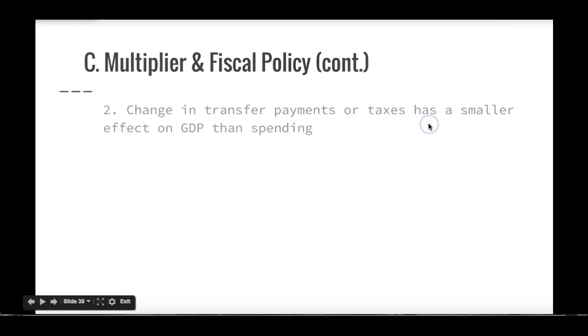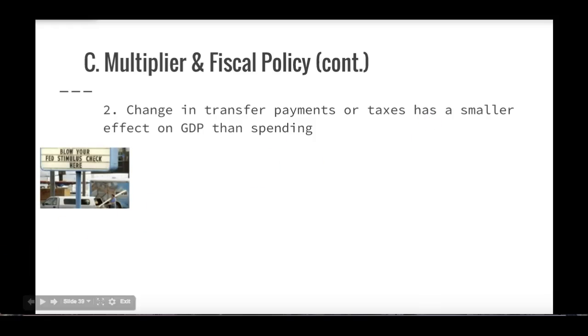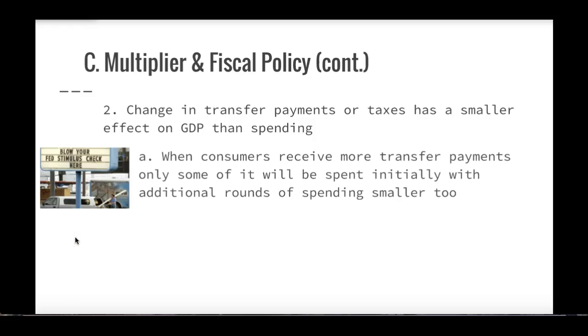Okay, now, here's the problem: sometimes they don't want to change government spending. Okay, so let's change some transfer payments and taxes. But here's the problem with transfer payments and taxes. They have a smaller effect on GDP than government spending does. Here's the reason why. Okay, so I love this. I saw lots of these signs during when they sent out those stimulus checks in 2008. The reason why is that consumers are going to receive more transfer payments, and only some of it will initially be spent, with additional rounds of spending being smaller as well, because they're going to save some of it.